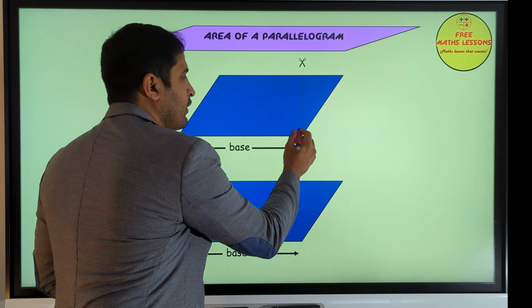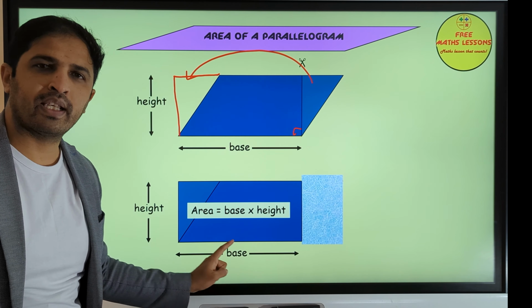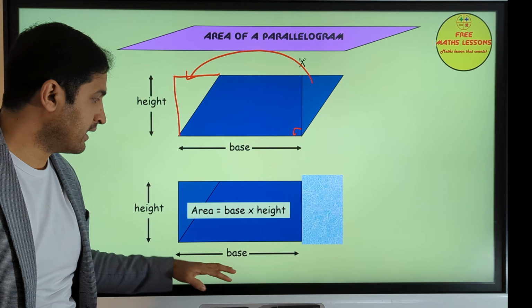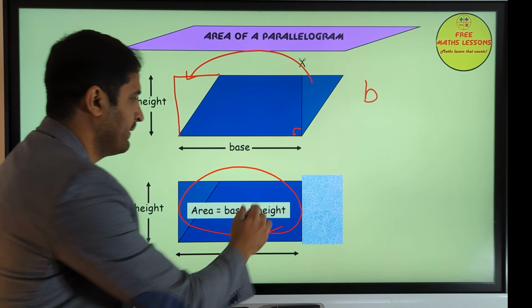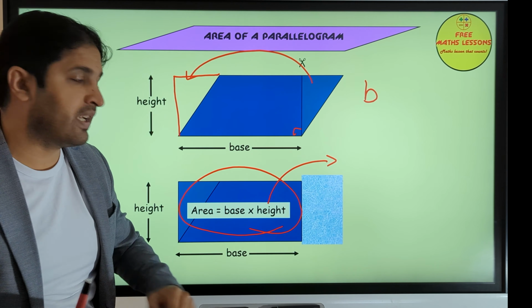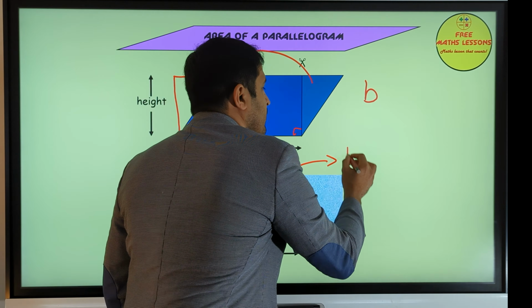The base remains the same. What's the height? The height is the same for both of them. Height remains the same. So what's the area of this rectangle? It's the base times the height. So the area of the parallelogram is exactly the same as the area of the rectangle. Base times height. Now the height needs to be at a 90-degree angle to the base, and generally we call that the perpendicular height. So the area is really straightforward. Base times height. So pause the video and have a go at working out the area of these parallelograms. And when you're ready, press play.